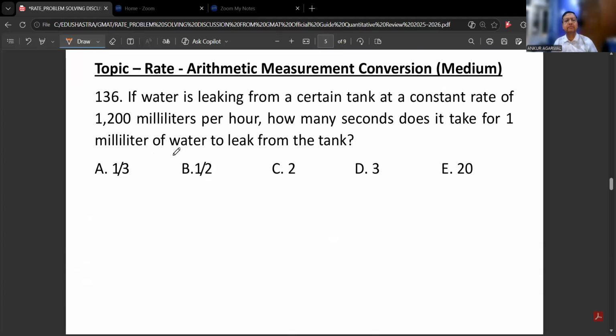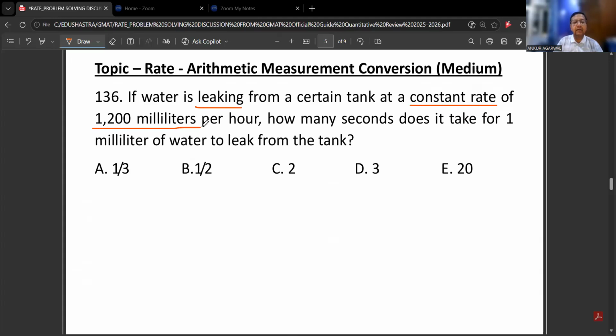Again, can you give me the answer? Quick, quick. If water is leaking from a certain tank at a constant rate, okay, there is a leak from a tank. And what is the rate? Constant rate. There is no change in the rate.